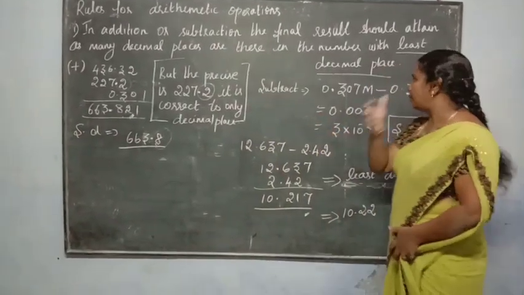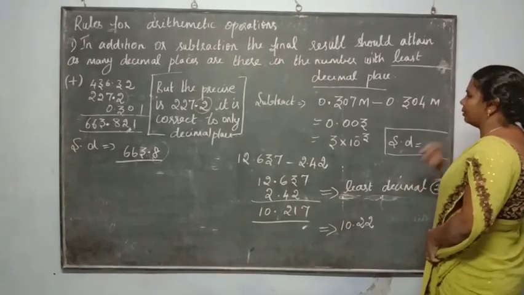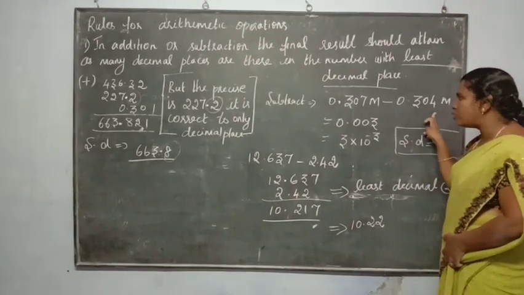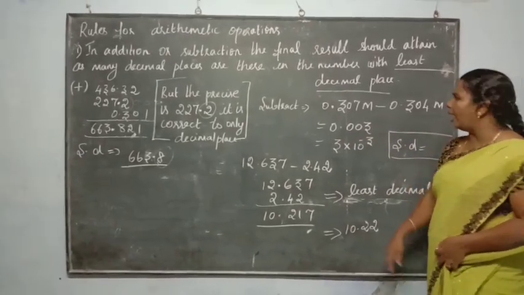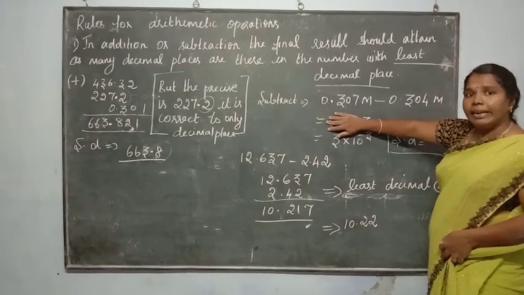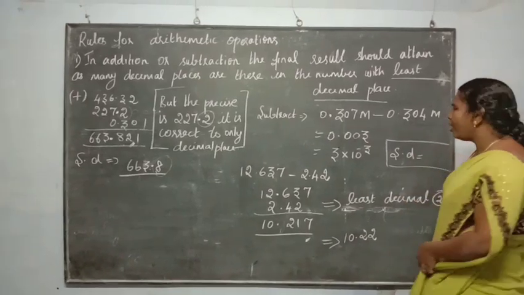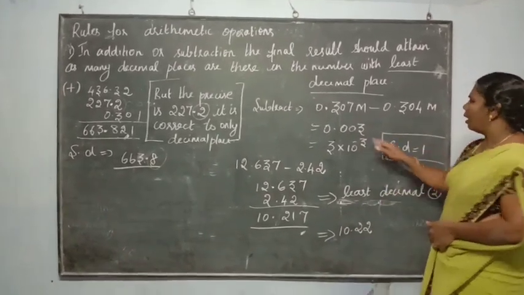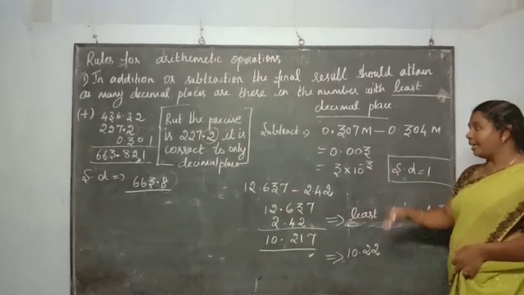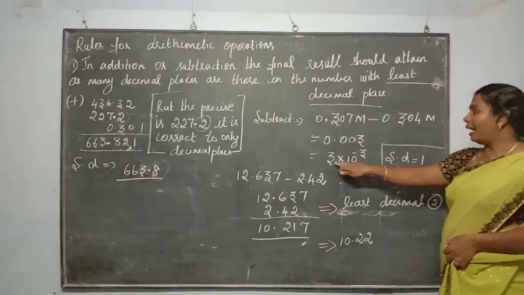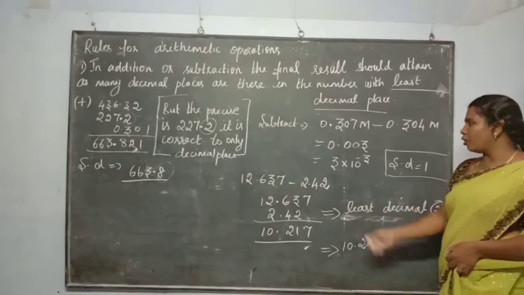See here the subtraction: 0.307 meter minus 0.304 meters. Subtracting these two, you get 0.003. So how many significant digits are here? These are leading zeros, leave them. Then how many digits? Only one. Therefore the significant digit count is 1. You can write it as 3 times 10 to the power of minus 3. As I already explained, in the form a times 10 to the power of b, here the order of magnitude is minus 3. That manner you can also use here.